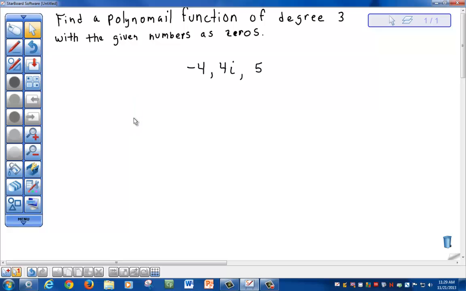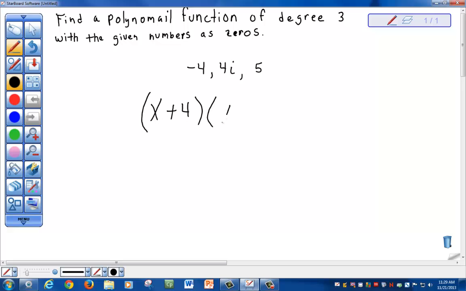So, first step, we can rewrite this as x plus 4, x minus 4i, and x minus 5. Made a mistake. The first factor is actually x plus 4, and the second has an i right here.